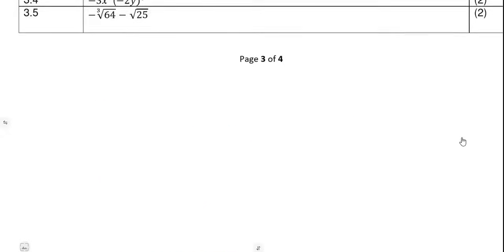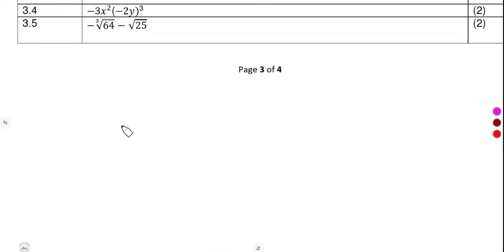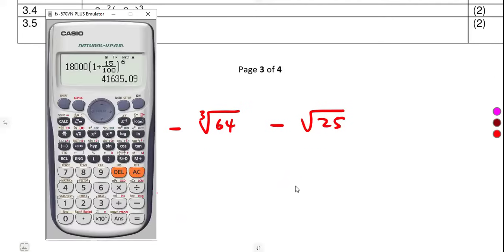And on another part here, simplify again. 3.5, we have got negative the cube root of 64 minus the square root of 25. So guys, you just need to know what is the cube root of 64. But in case you do not know, then use your calculator. Let's go back to the normal mode. Normal mode, number 8, then press 2. So you can just use your calculator. The cube root, shift. Here it is the cube root of what? 64, which is what? Which is 4.